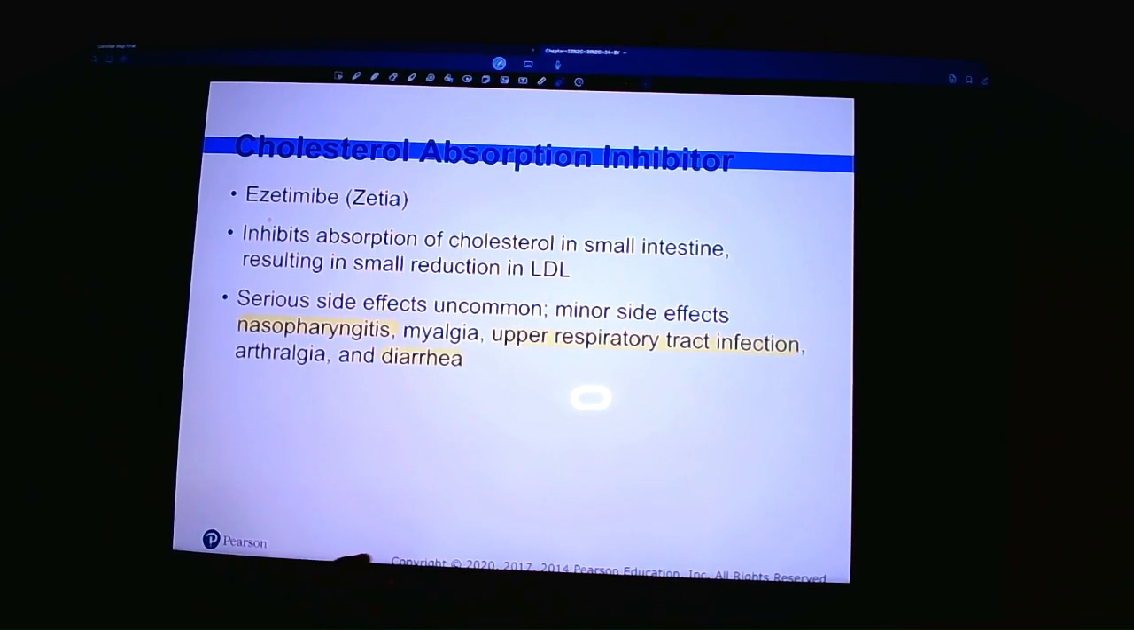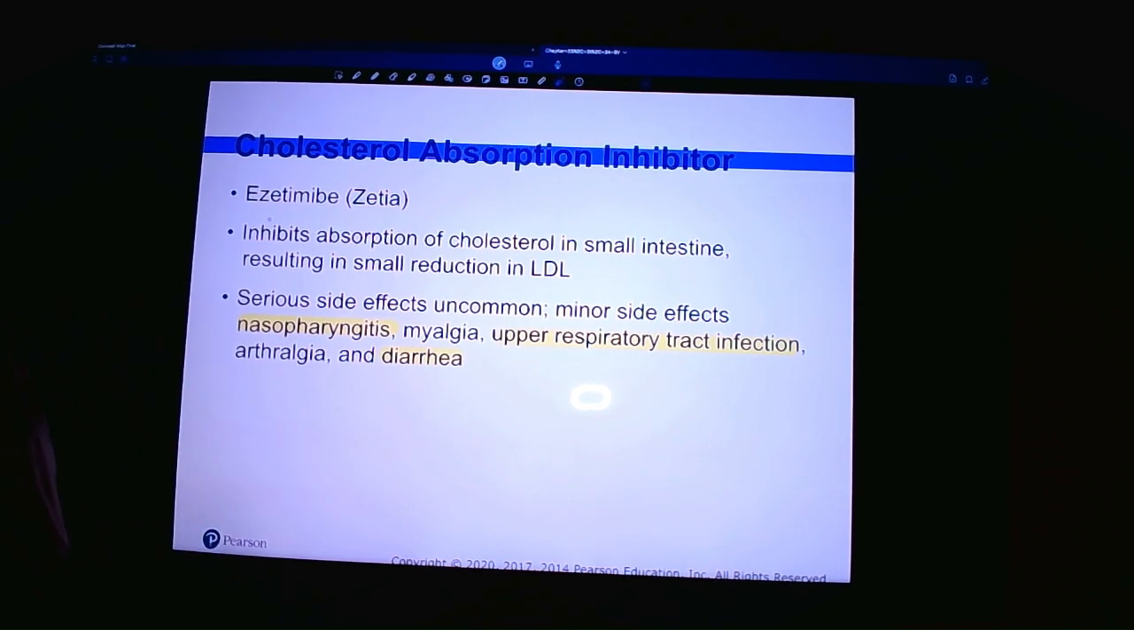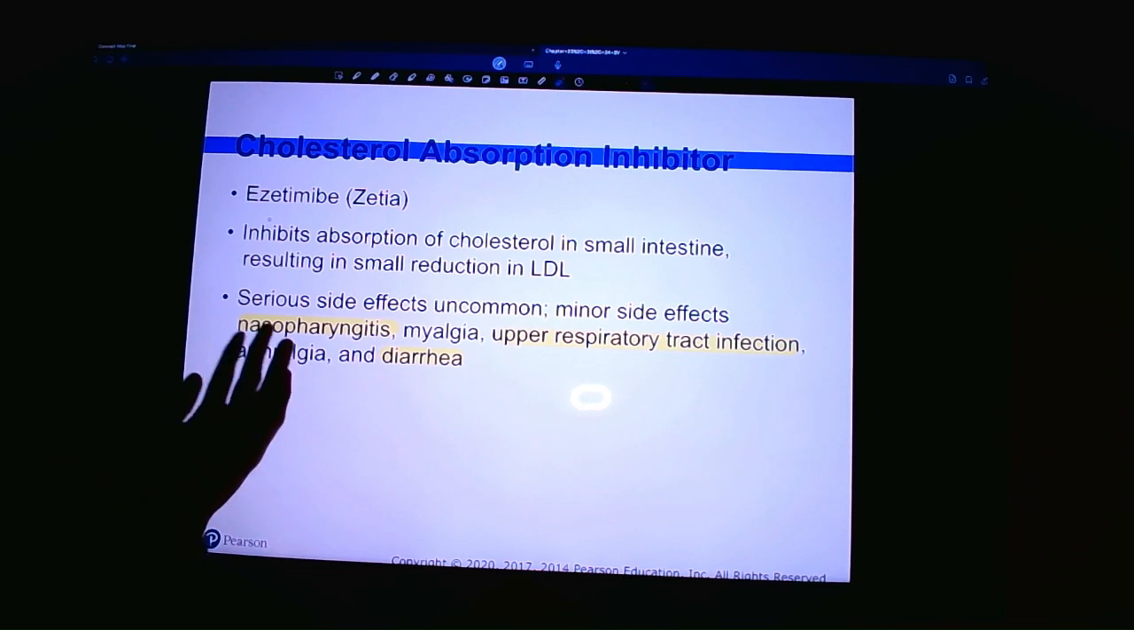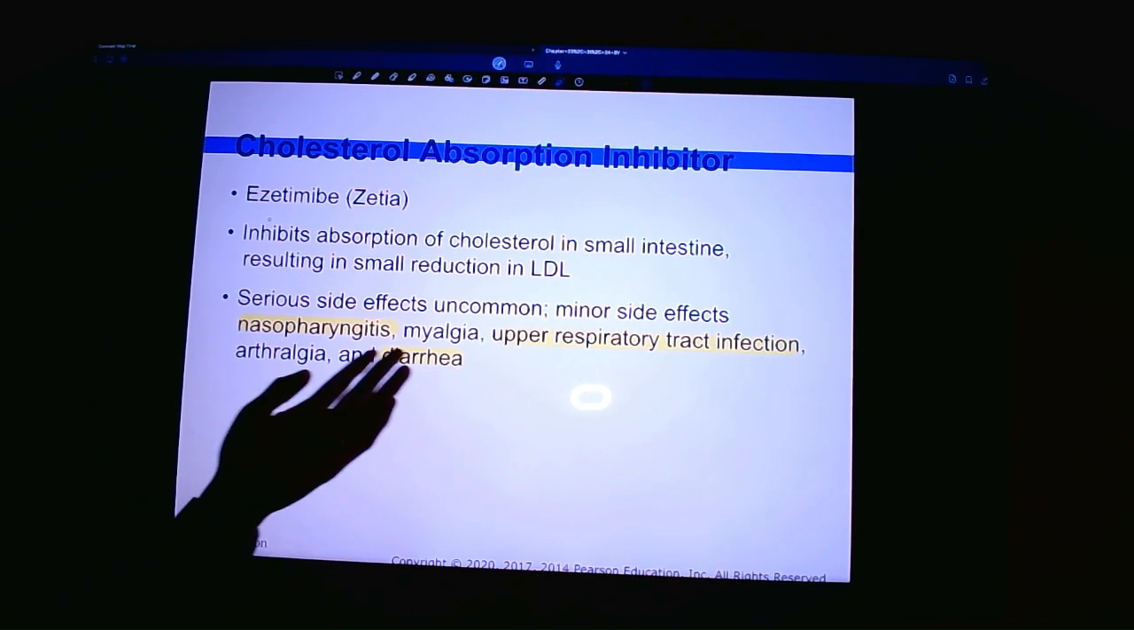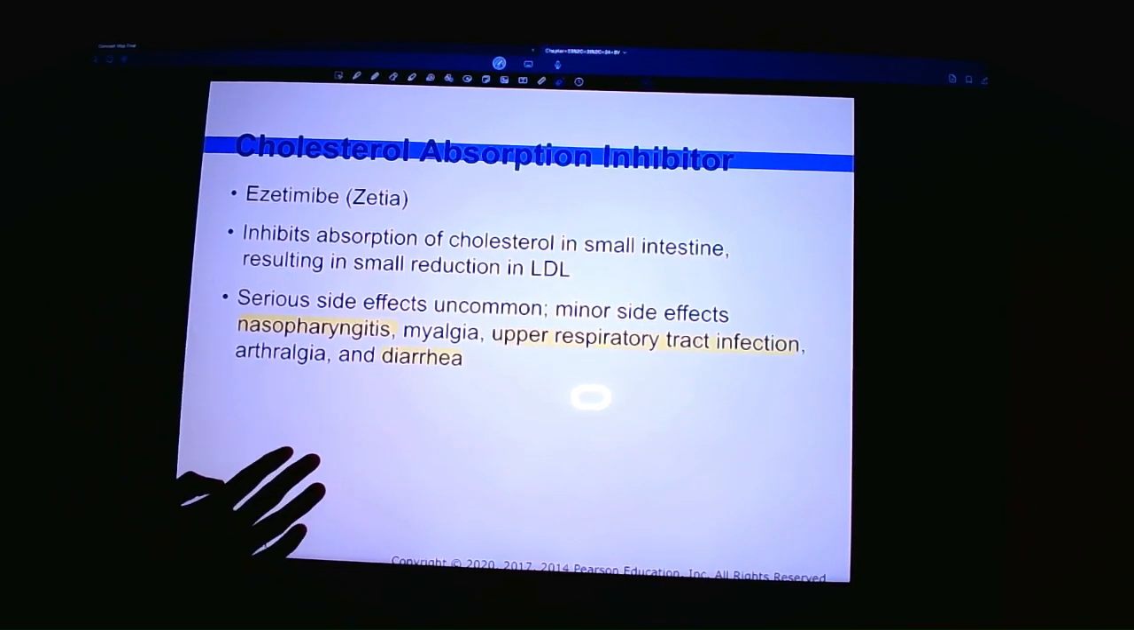Now, what we want to picture is a Yeti usually is in a very cold environment, right? So the Yeti is probably going to have nasopharyngitis, right? They're going to get an upper respiratory infection, right? Or they're going to have a cold, right? Then they could have arthralgia, which is just joint pain, right? Some people, when it's cold, their joints hurt. So we could go with that one.